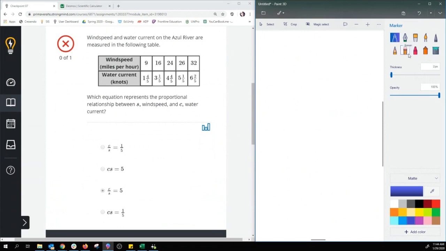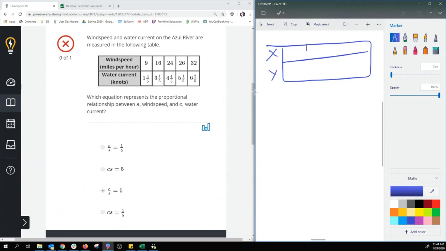Okay, so the first thing I'm going to do here is figure out what our unit rate is. Remember, when you have your diagonal table like this, this is your X and this is your Y. So if the first one I have is 9 and 1/4, remember I want Y over X. So if 9 is my X, do I want 9 to go on top or bottom here?